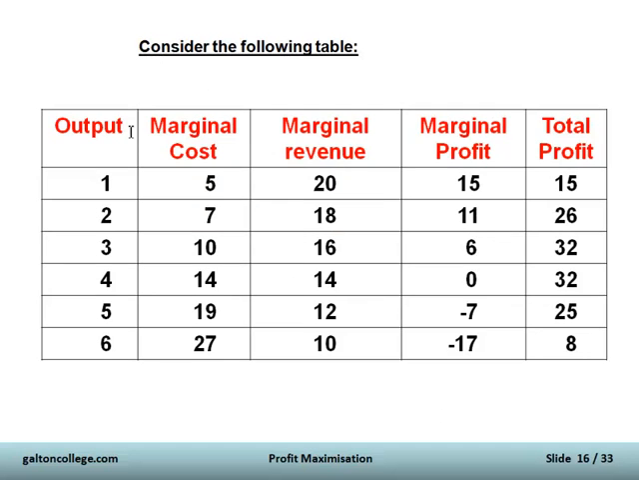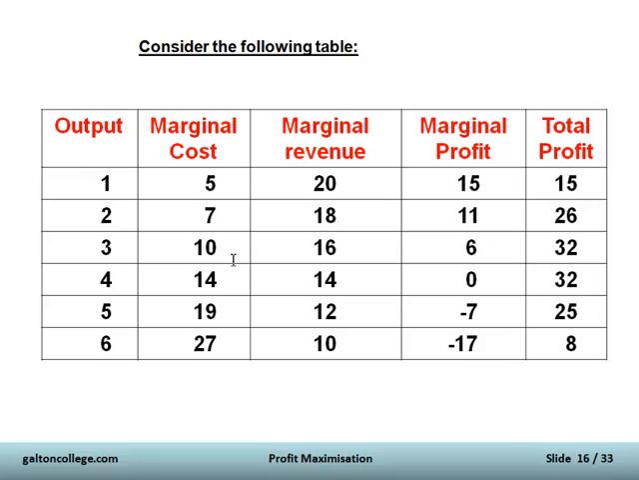There's the table. We've got output, marginal cost, marginal revenue, marginal profit, which is the change in profit as output changes, and total profit. So if this is the marginal cost, that's the marginal revenue, subtract one from the other, we get marginal profit. Revenue is 20, cost is 5, profit is 15. Total profit is 15. Here, marginal cost has gone up, marginal revenue has gone down. 18 minus 7 is 11. Add the 11 to the 15, because we made 15 profit before on the first one. We've made 11 on the second one, so our total profit is now 26.